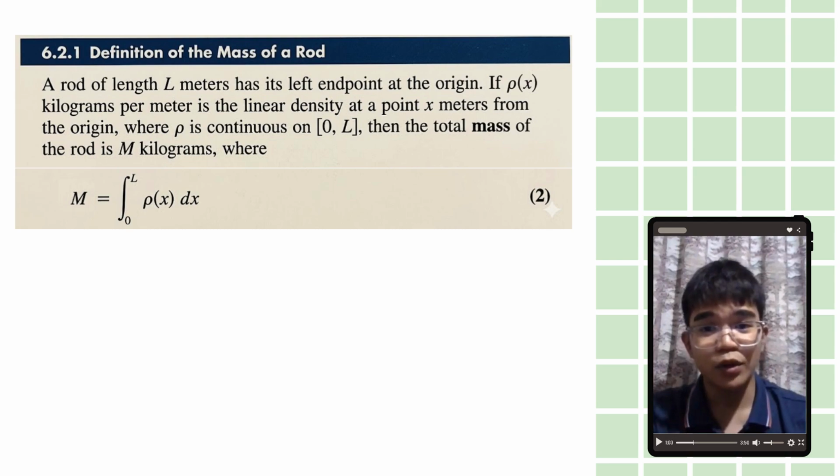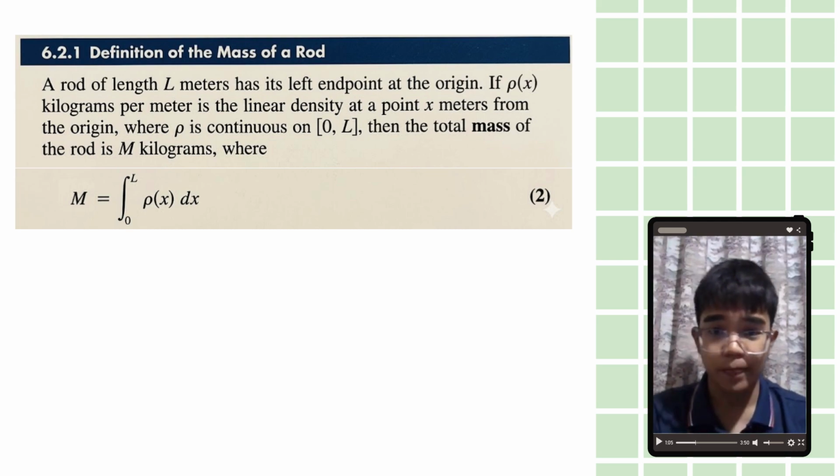Now, let us know the definition of the mass of a rod. A rod of length L meters has its left endpoint at the origin if P of x kilograms per meter is the linear density at the point x meters from the origin. Where P is continuous on 0 to L, then the total mass of the rod is m kilograms, where m equals to the integral from 0 to L of P of x dx.